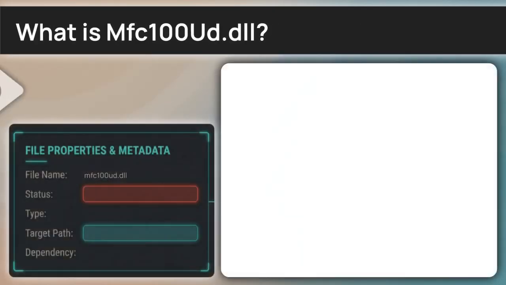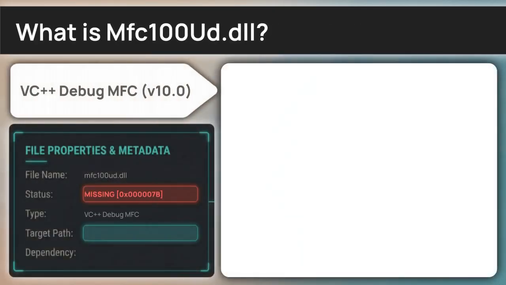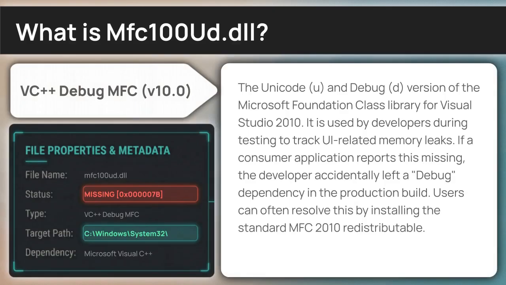This is the Microsoft Foundation Class 100 Unicode Debug Library, the Unicode (U) and Debug (D) version of the Microsoft Foundation Class Library for Visual Studio 2010. It is used by developers during testing to track UI-related memory leaks. If a consumer application reports this missing, the developer accidentally left a debug dependency in the production build. Users can often resolve this by installing the standard MFC 2010 Redistributable.